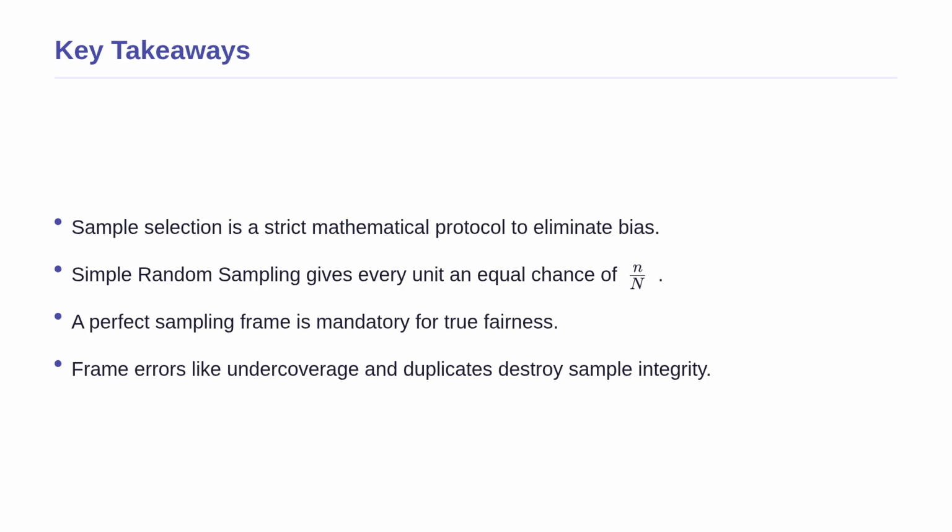We have covered a lot of ground today. Let us review the key takeaways. First, sample selection is not just picking at random. It is a strict mathematical protocol designed to eliminate human bias. Second, simple random sampling without replacement guarantees every unit an equal inclusion probability of n over capital N. But most importantly, even the best computer algorithms are useless if your sampling frame is flawed. Mastering both the math and the list quality is the only way to guarantee a truly representative sample.